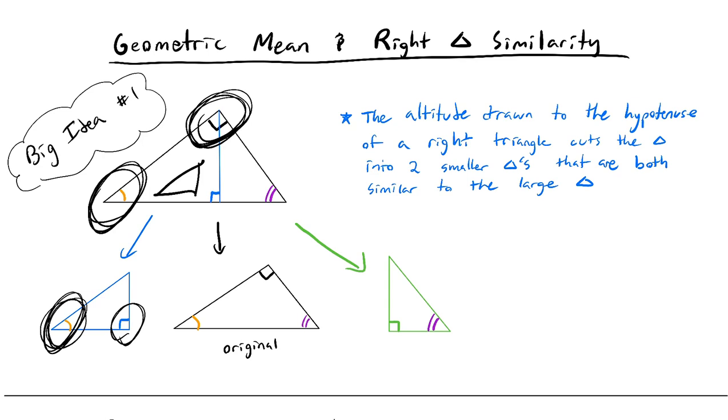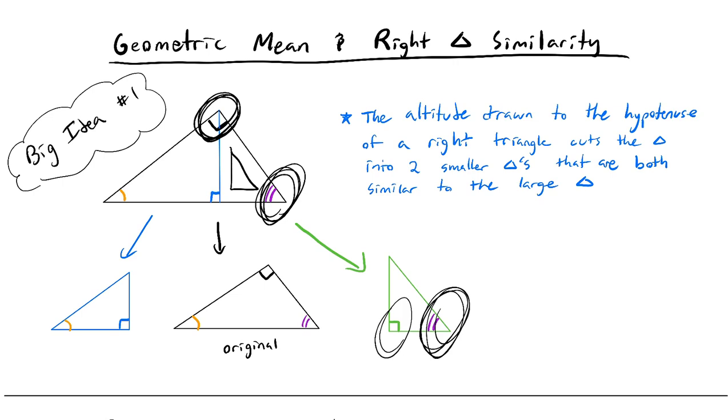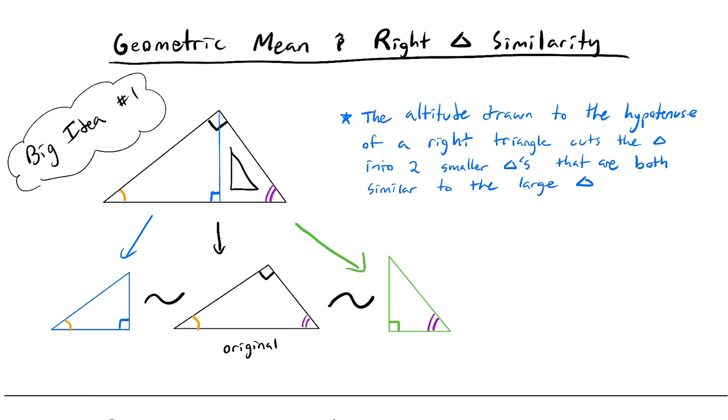And similarly, the triangle on the right is similar to the large because the large triangle has a right angle, and this angle on the right, whatever it is, and the smaller triangle has that same angle and a right angle because the altitude forms a 90-degree angle. So by AA, these two are similar, and by AA, the blue one's similar to the original. And so by the transitive property of similarity, all three triangles are similar to each other.